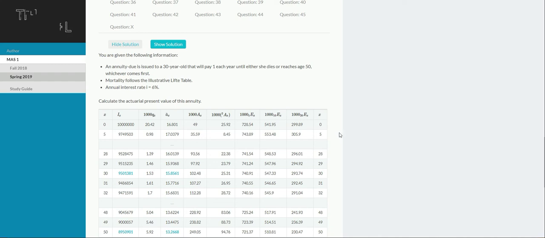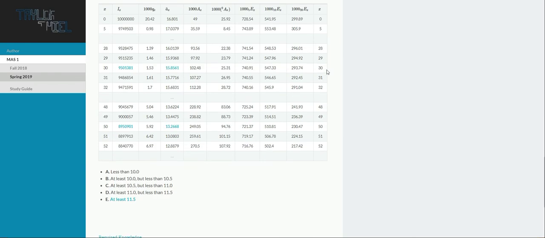So now that we've walked through what all the columns mean, minus the one I don't know, to jump back to the problem, we have a 30-year-old, and we want to know what is the present value of this annuity that's going to pay until she dies or reaches age 50.